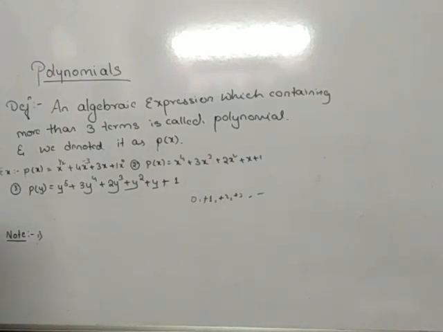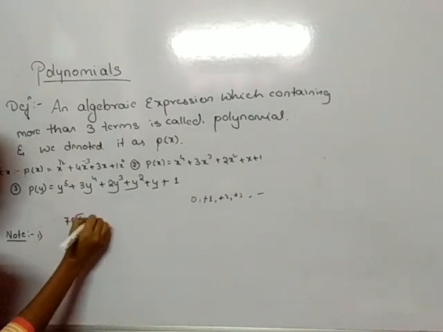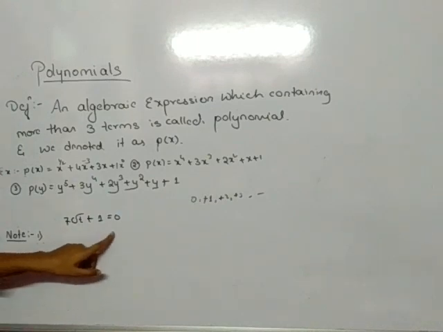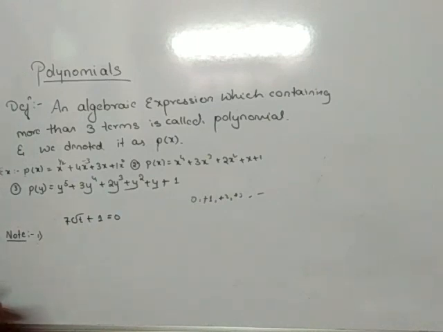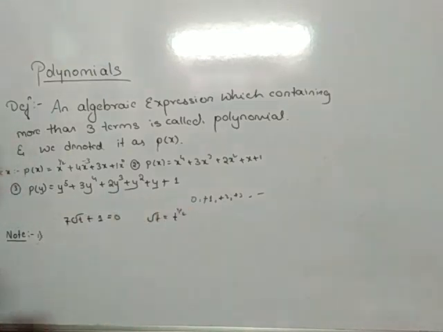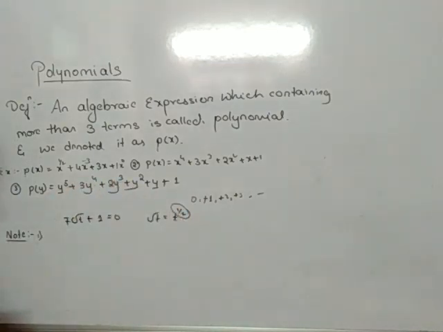We'll take some more examples which are not considered as a polynomial here. I am going to take 7 into square root t plus 1 is equal to 0. This is not a polynomial because, as I told, the power of the variable should be a whole number or an integer. But root t can be expressed as t raised to 1 by 2, isn't it? We are getting the power of the variable in a fraction, or not? Yes or no? So again this is not a polynomial.